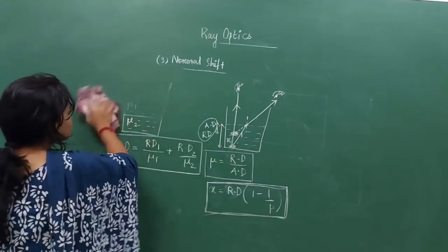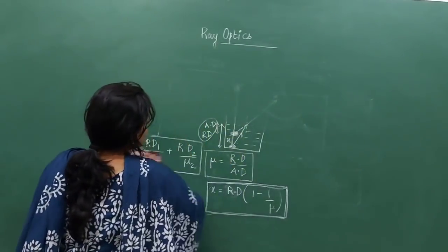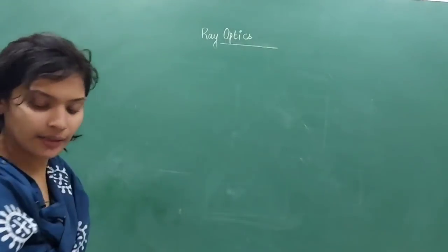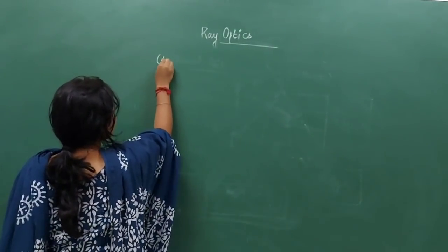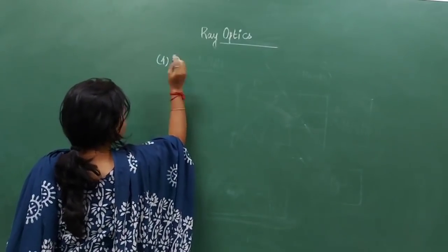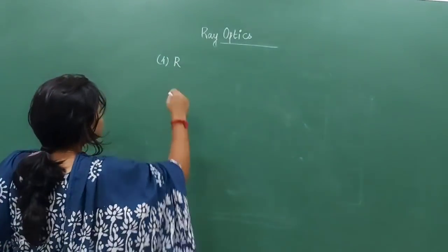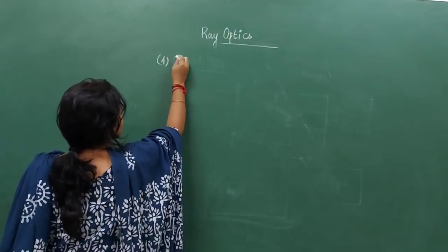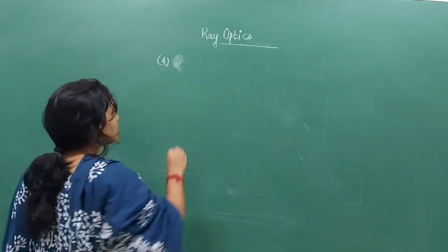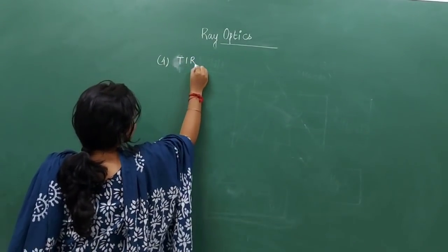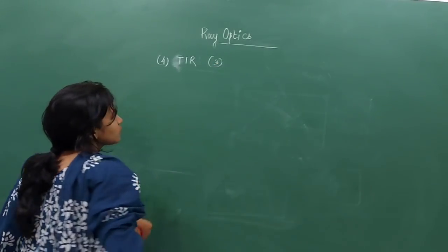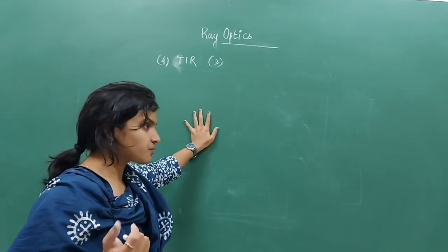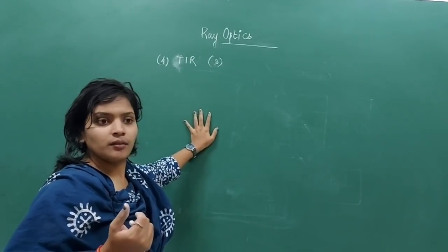Now over to the fourth part, that is TIR, or total internal reflection. This is a 3 marks question. It stands for total internal reflection.